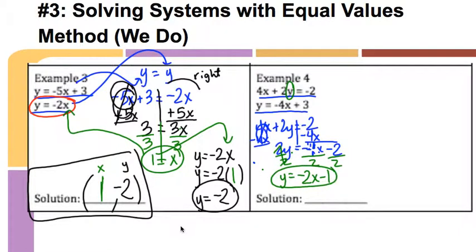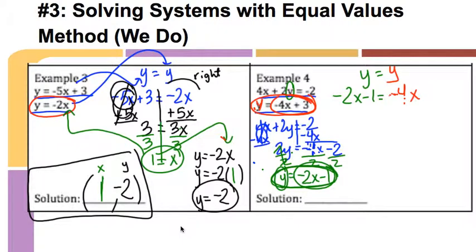Okay, so now I've got this equation in y equals mx plus b form, and this equation in y equals mx plus b form. So let's do some extra color coding in this one. If green y is equal to red y, then I can just take my green equation, negative 2x minus 1, and set it equal to my red equation, negative 4x plus 3.